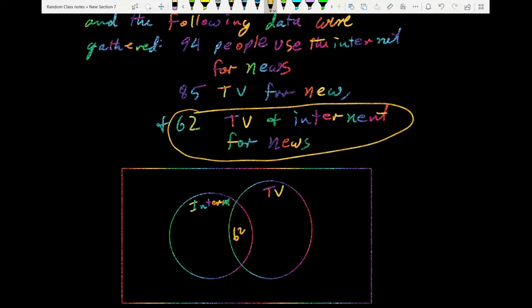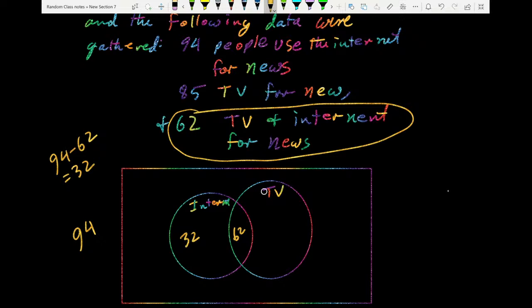All right. Now, how many people use the internet for news? This whole number is 94, but I've already used 62. So 94 minus 62, you have 32. So that's your number, 32. If you take that 32 and 62 and add them, you get 94 people. So out of 94 people, 62 people use TV and internet for news. All right.